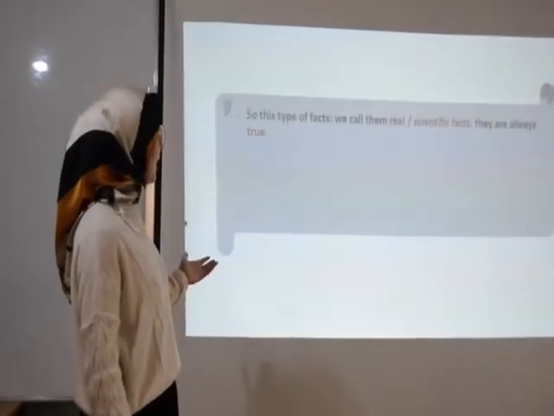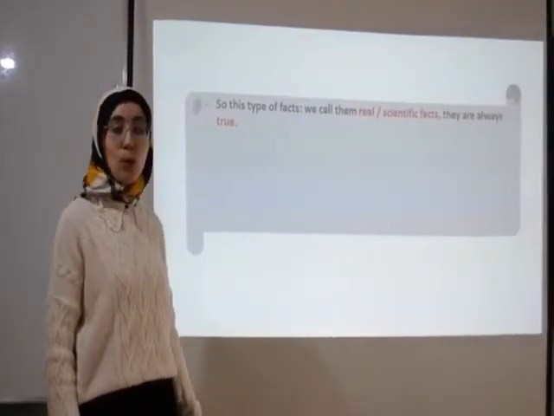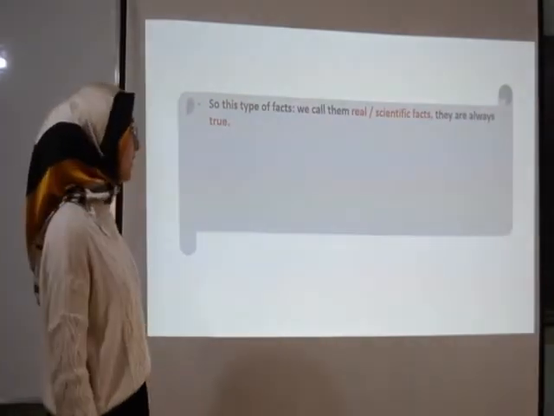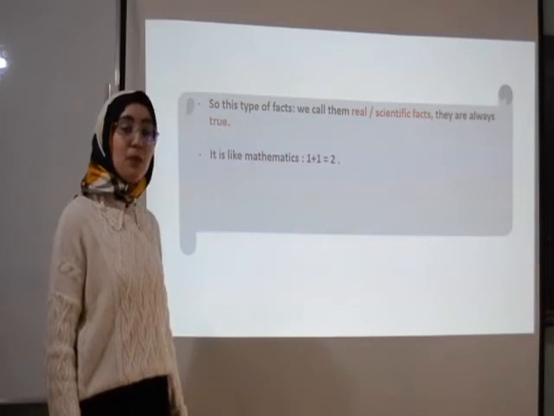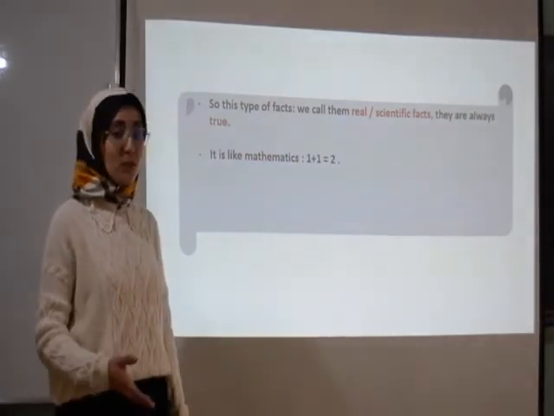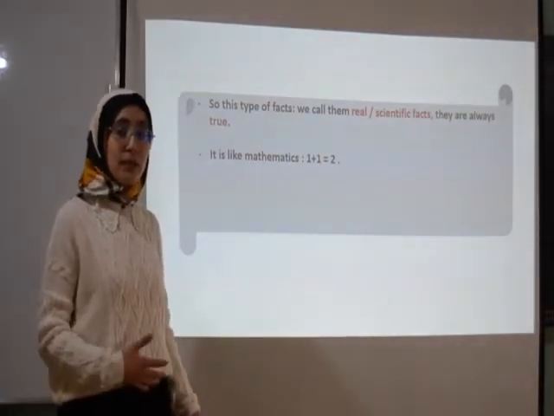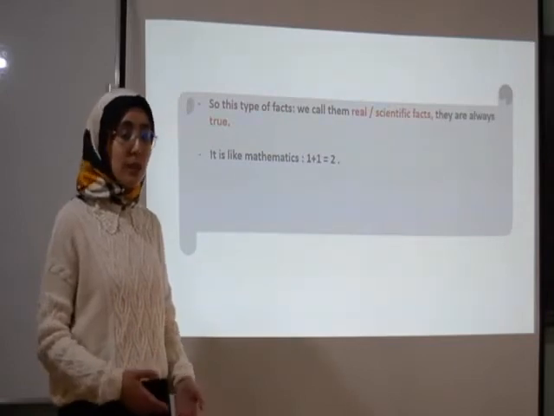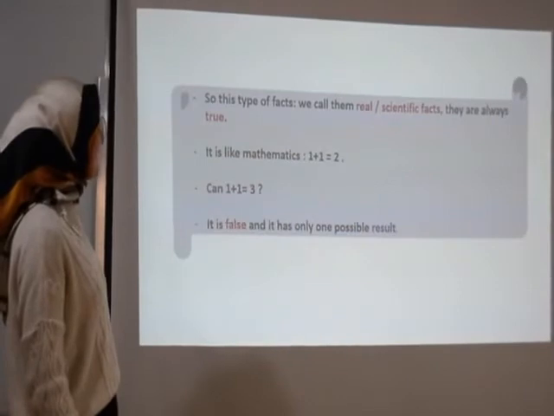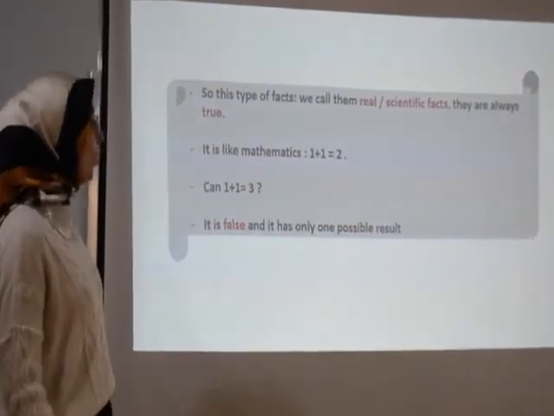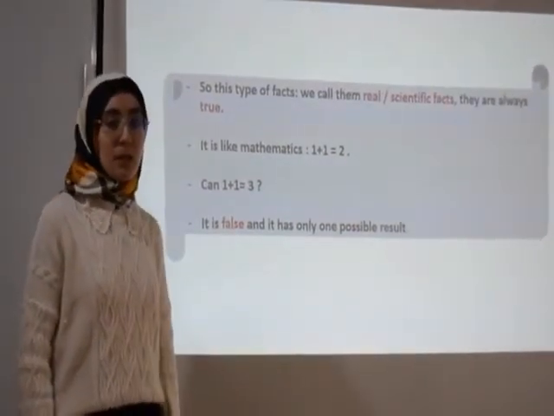Now, we can say that these type of facts are always real or scientific facts. They are true. Like the example from mathematics, 1 plus 1 equals 2. Can we say that 1 plus 1 equals 3? No, it's false. So, these facts have only one possible result.